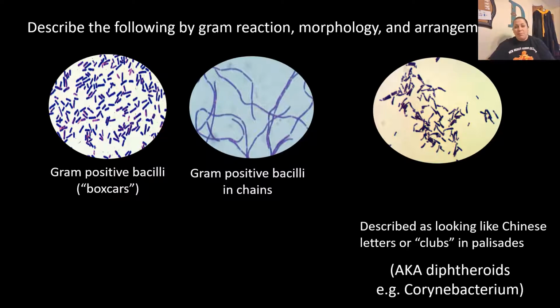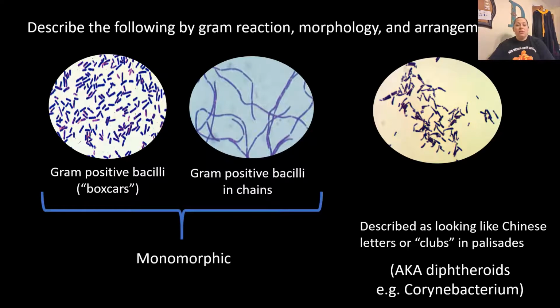Now, if you'll look at these two that we have here, you'll see that these are considered monomorphic. Now, monomorphic means you have a single shape that's present within the culture. On the other hand, over here, we have gram-positive, but we have what we call a pleomorphic bacillus. This is described as looking like Chinese letters or clubs, like in palisades, which are like evenly distributed cells. A lot of times these are also called diphtheroids. An example of these is Corynebacterium.